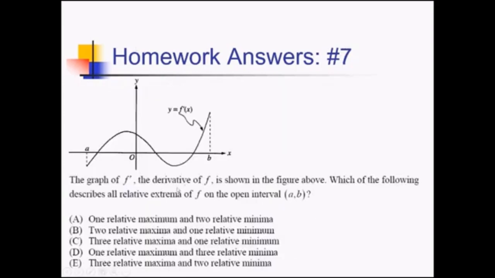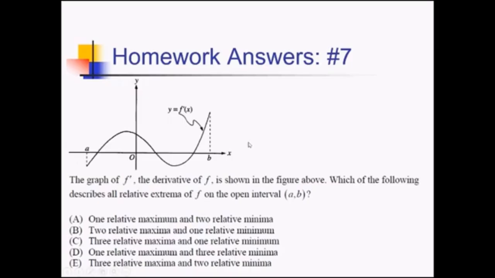For this problem, we're given a graph of f prime, the derivative of f, and we want to know which describes all the relative extrema of f on the interval from a to b. So we have all sorts of combinations of different numbers of maxes and mins, relative maxes and mins. To get to the bottom of this, we just need to see where f prime is crossing the x-axis and whether it's going negative to positive or positive to negative.